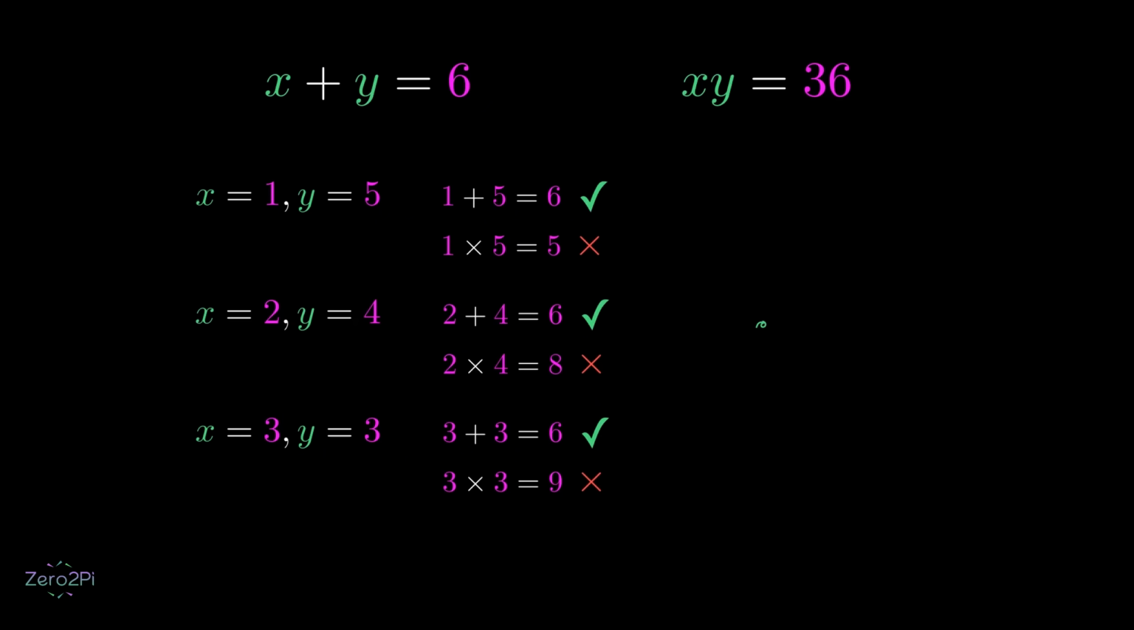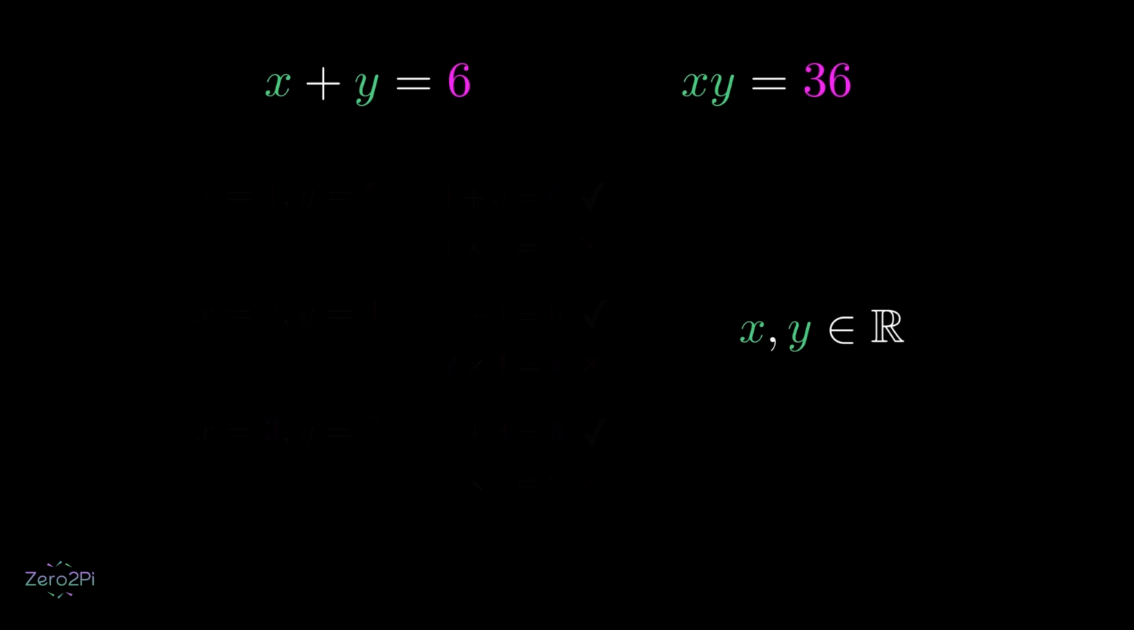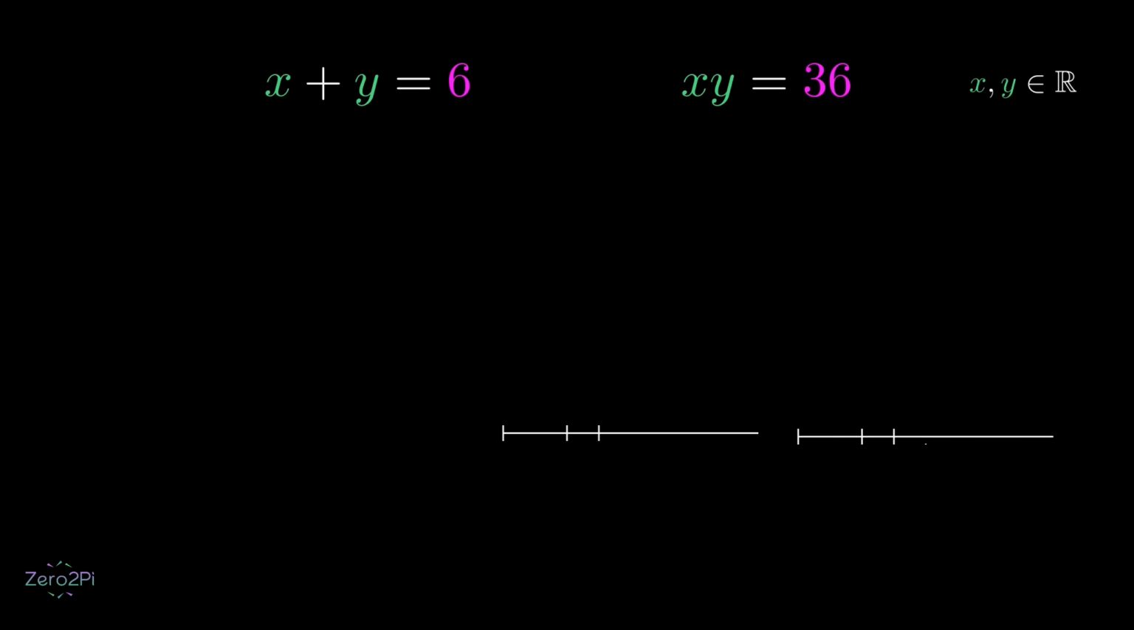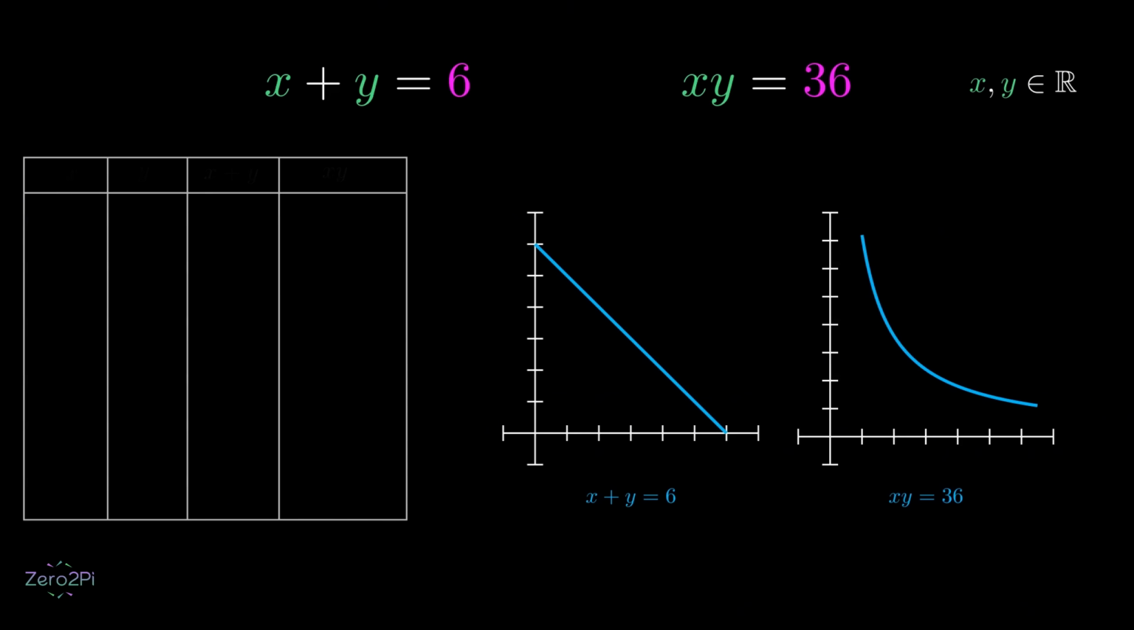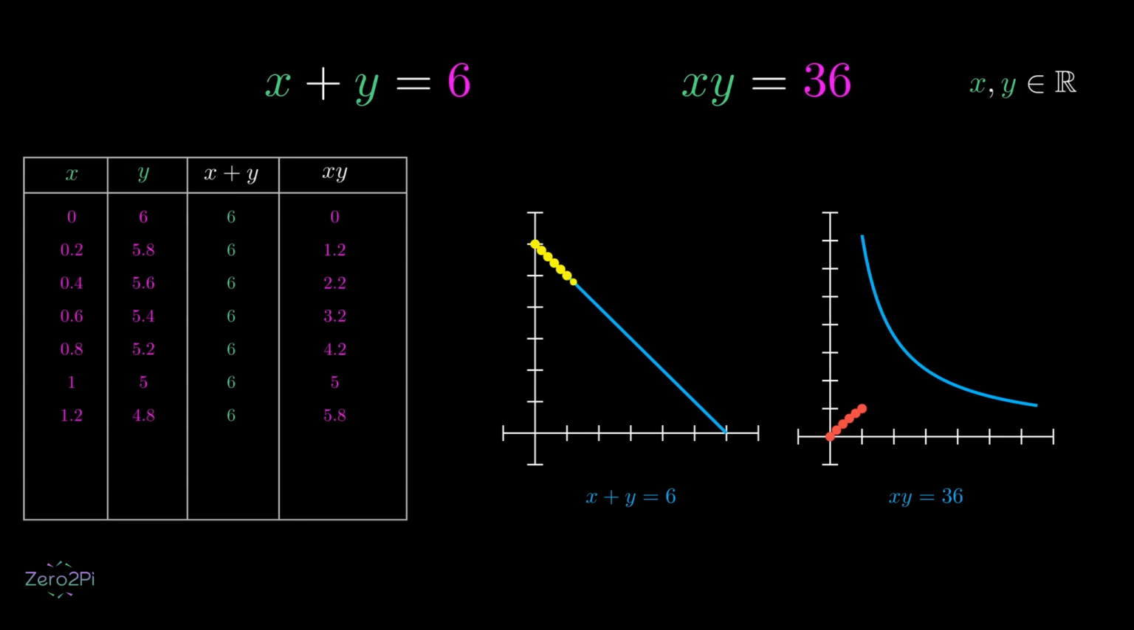Okay, so maybe we're being too restrictive. Maybe the answer isn't a whole number. Why not expand this to all real numbers? Decimals, fractions, anything. I've got a table here and two graphs. This first graph is just the line x plus y equals 6. The second one is a hyperbola, which is for xy equals 36. I'm testing tons of different pairs, 0.2, 0.4, 0.6, all kinds of values.